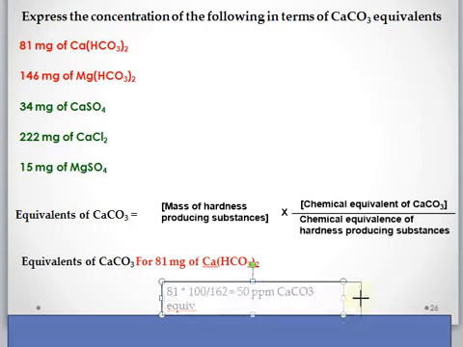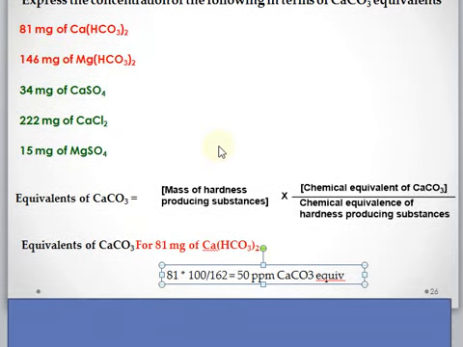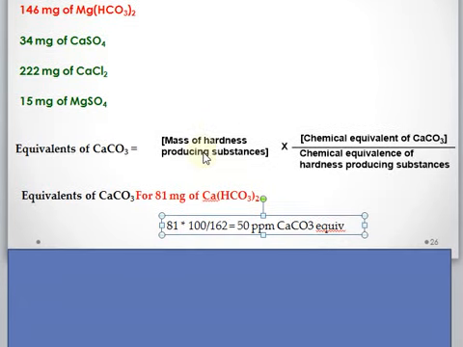Okay, so keep these things in mind, and we will be solving many more problems. So what I suggest is you try to work out the rest of these substances which are given here using this formula, and in the class I am going to work out some problems based on this principle.